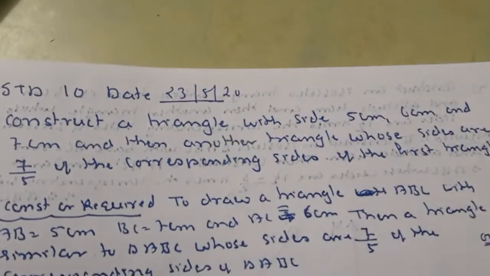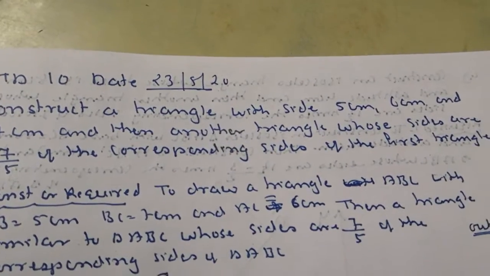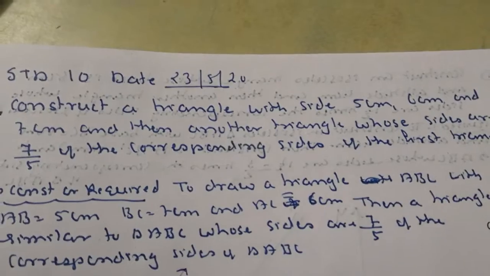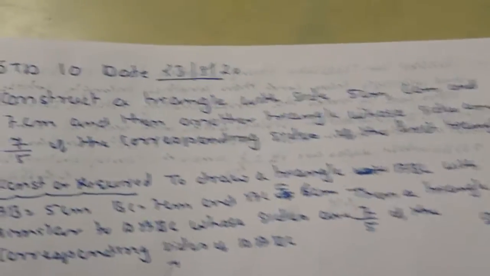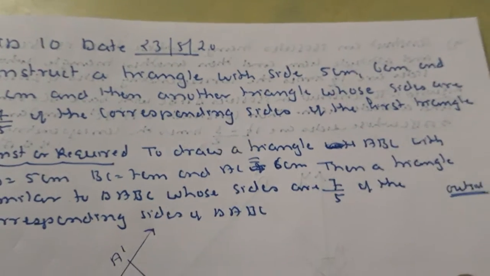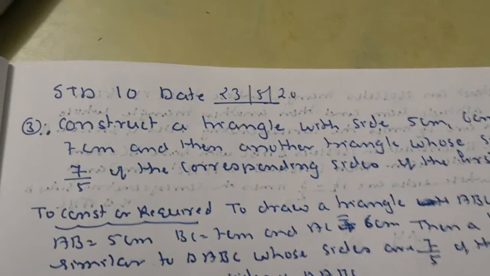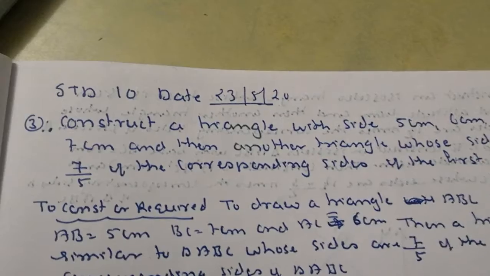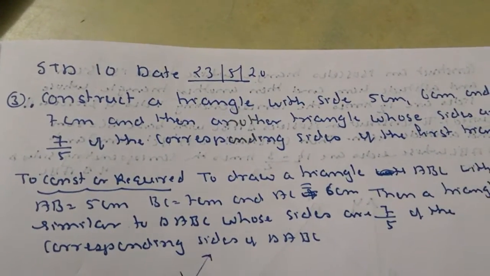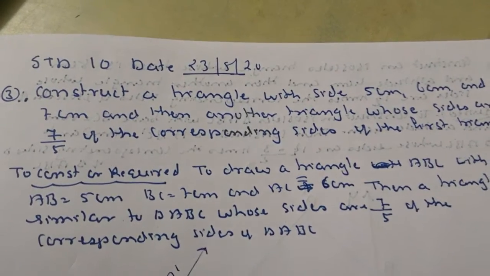Construction 3. Construct a triangle with sides 5 cm, 6 cm and 7 cm, and then another triangle whose sides are 7/5 of the corresponding sides of the first triangle. Now you can see this is an improper fraction. So the triangle which we are going to construct will be outside of the given triangle.